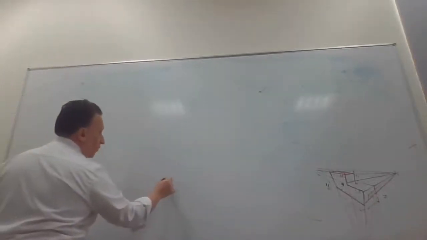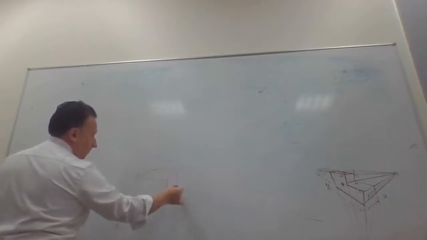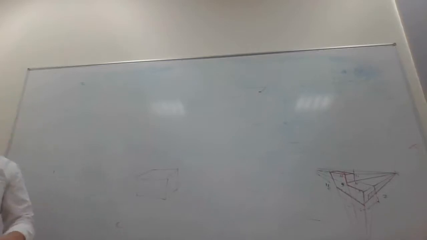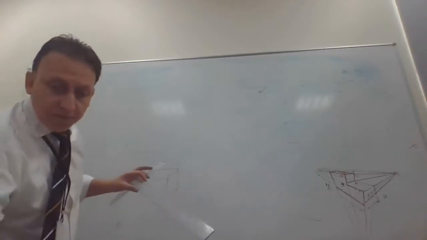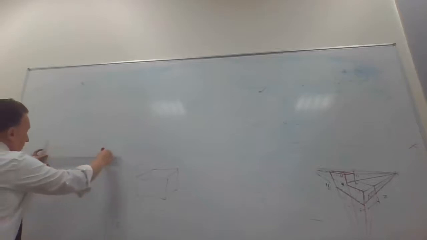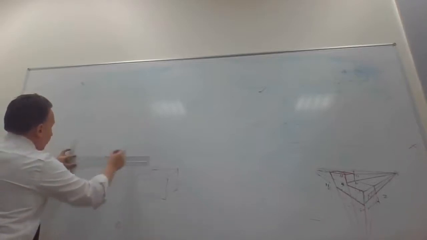If I have an object like this. Okay? Just a box. And I want to draw this box in isometric view. Okay, how to do this task? See, I will do like this. I will draw a line, okay, a horizontal line like this.